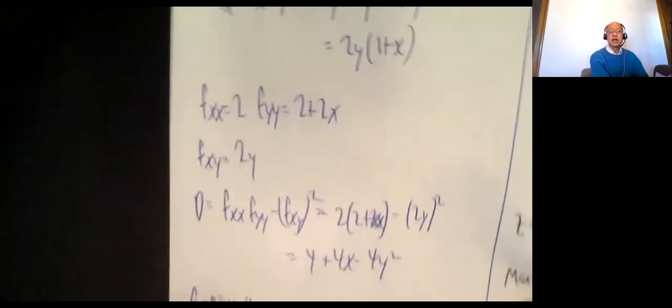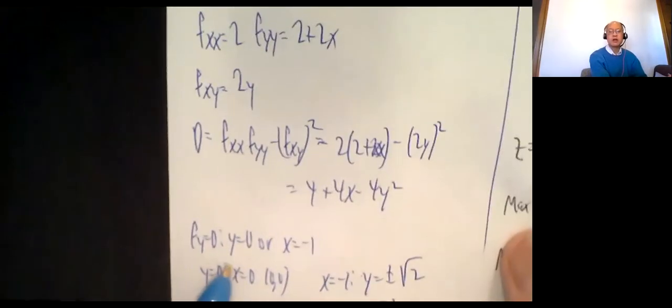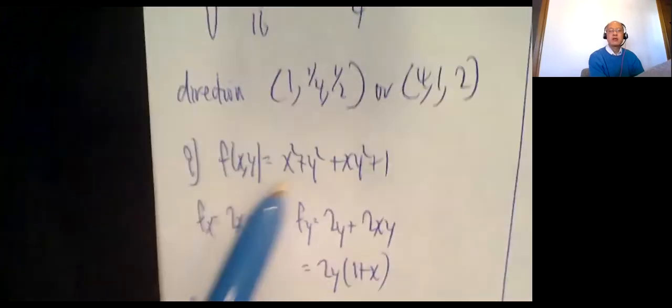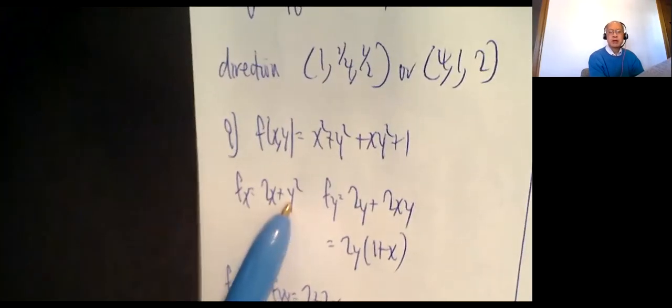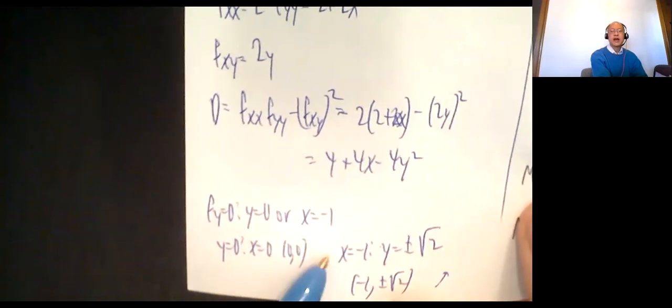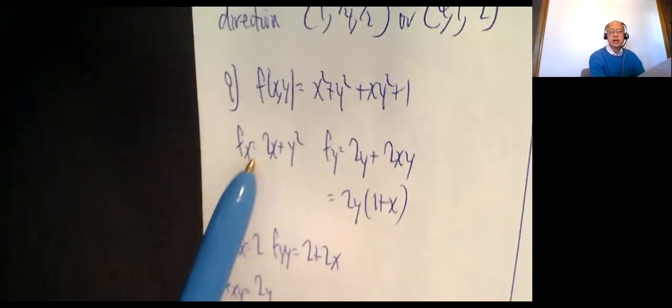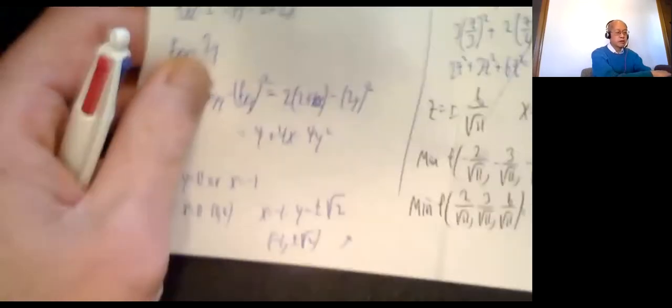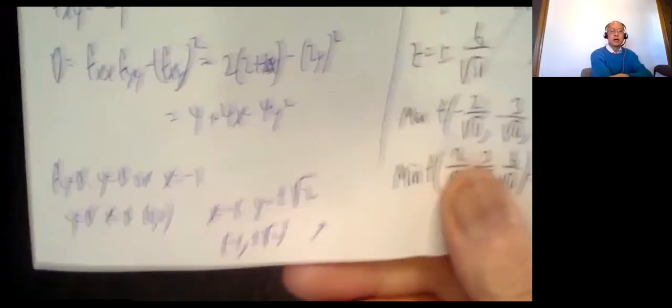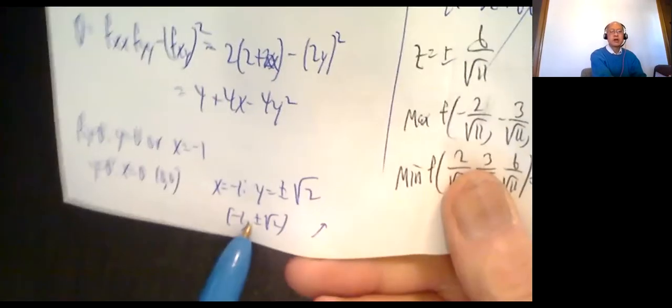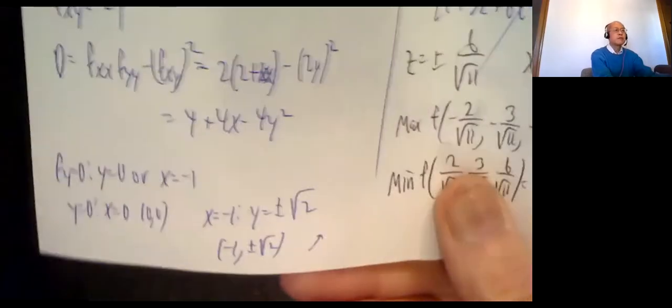Okay, so if I set Fy equal to 0, that means y is 0 or x is -1. If y equals 0, plug back in here. In order for this to be 0, that means x is 0. So I have the origin. If x is -1, plug in -1, that means y is plus or minus radical 2. Okay, so my critical points are the origin and (-1, plus or minus radical 2).